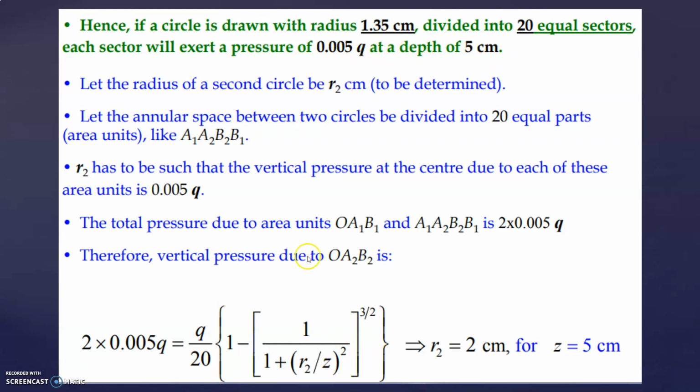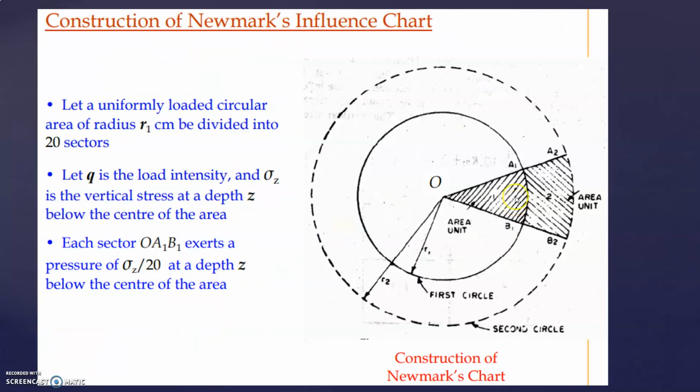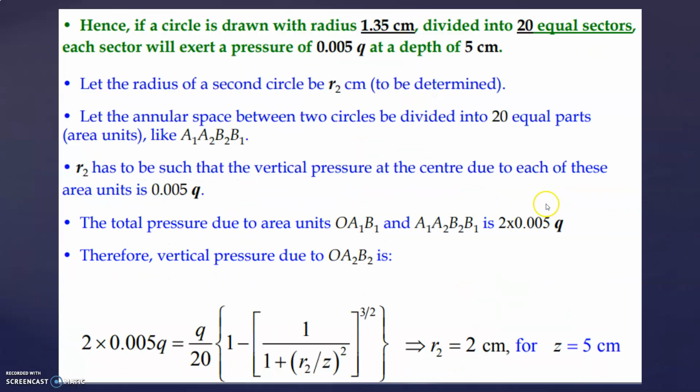Let us next consider the radius of the second circle, R2, which is to be determined. Again, you have to apply the same formula. Let the annular space between the two circles be divided into 20 equal parts, like A1, A2, B2, B1. Now we are considering this area, R2.